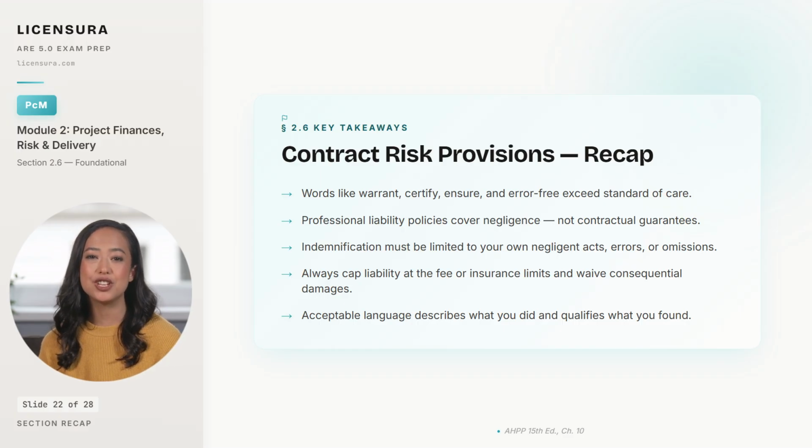Third, indemnification language must be limited to your own negligent acts, errors, or omissions. Broader exposure is broader than what your policy will cover. Fourth, every contract should cap your liability at the fee or at insurance limits and include a mutual waiver of consequential damages, which keeps a single claim from reaching lost profit territory. Fifth, acceptable language describes what you did and qualifies what you found, using observation, general conformance, and to the best of my knowledge, while dangerous language makes absolute statements no architect can honestly stand behind.